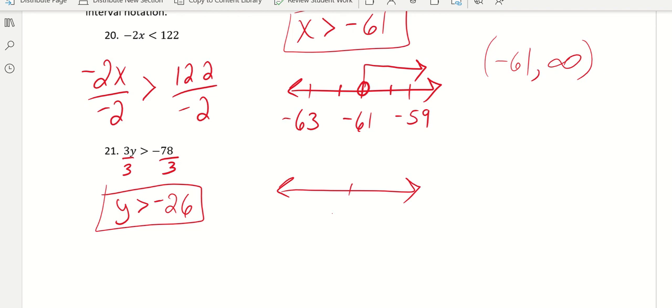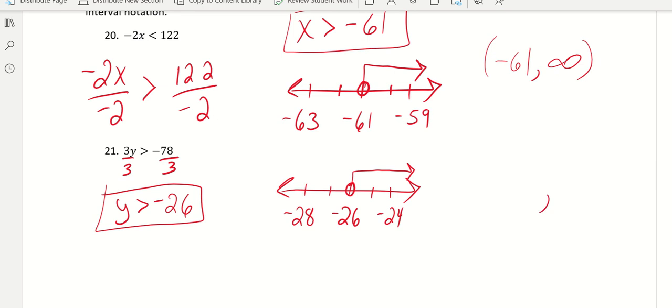Okay, so here we have negative 26, negative 25, negative 24, negative 27, negative 28. Open or closed circle at negative 26? Open circle at negative 26. Do we shade to the left or to the right? We shade to the right. If y is greater than, we shade to the right.